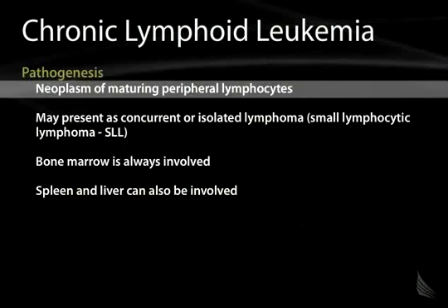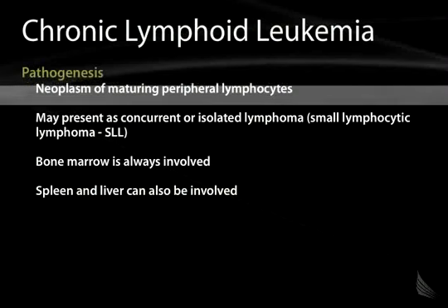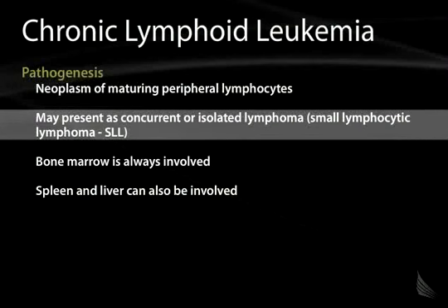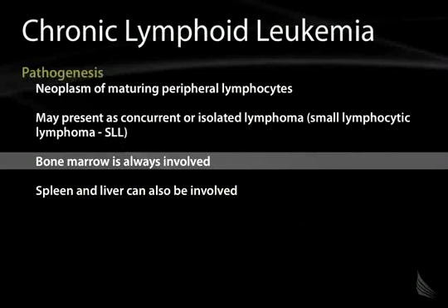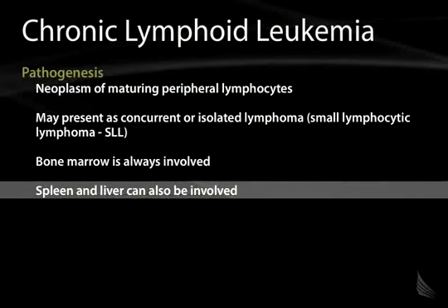Moving on to a discussion of CLL, it is a neoplasm of maturing peripheral lymphocytes. It may present as either isolated lymphoma, small lymphocytic lymphoma, or simply lymphoid leukemia predominant in the bone marrow. Either way, the bone marrow is always involved in CLL. Spleen and liver can also have some manifestations depending upon the degree of leukemic infiltrate.